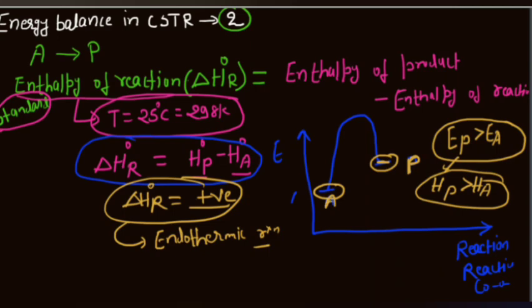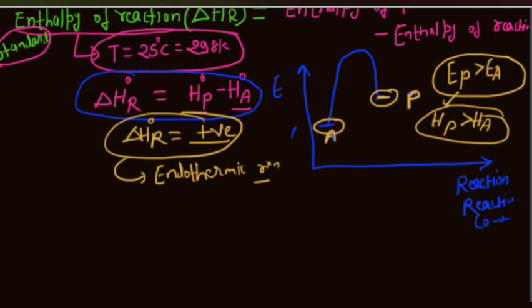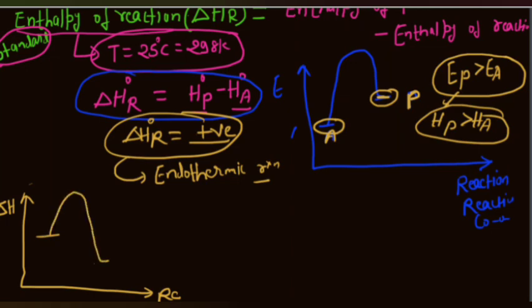Now, understand how we will determine the enthalpy of an exothermic reaction. In the case of an exothermic reaction, my dear students, you will see what happens. The graph will be like this. If this is the reaction coordinate, and this is the enthalpy H, then the graph will look like this. This is our A and this is our product P. Here you can see directly from the graph that the enthalpy of the product is less than the enthalpy of the reactant.